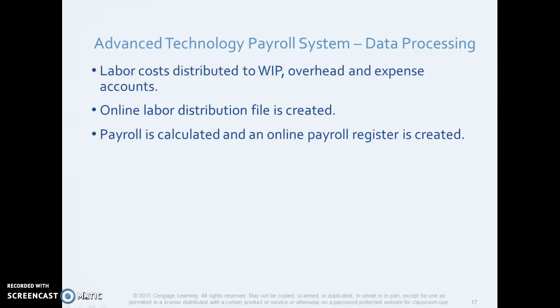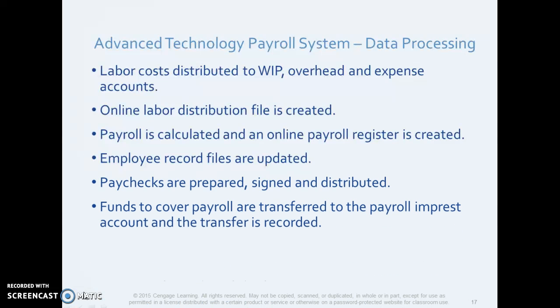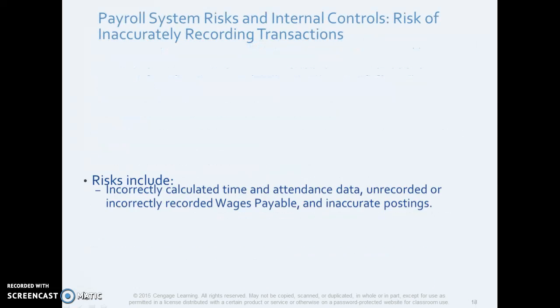Labor costs are distributed to work in process, overhead, and expense accounts. Online labor distribution file is created. Payroll is calculated and an online payroll register is created. The employee record files are updated. Paychecks are prepared, signed, and distributed. Funds to cover payroll are transferred to the payroll imprest account and the transfer is recorded. Digital journal vouchers are entered and the system automatically updates the general ledger. So we know that once we start having better, more advanced systems, things work a little bit smoother.